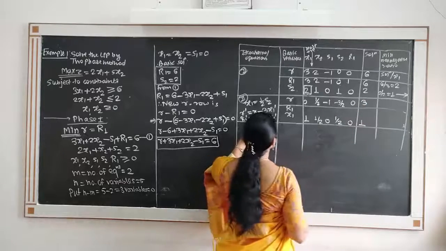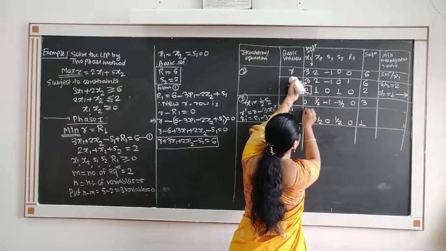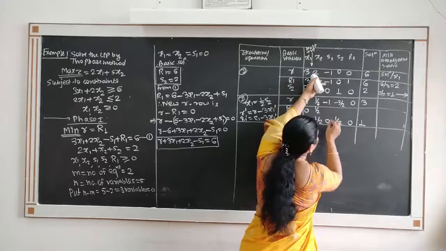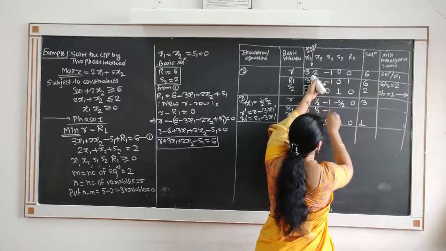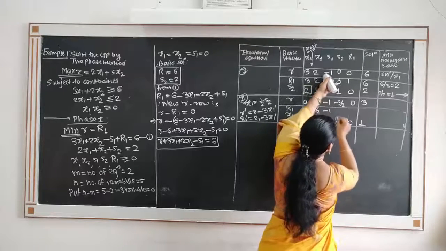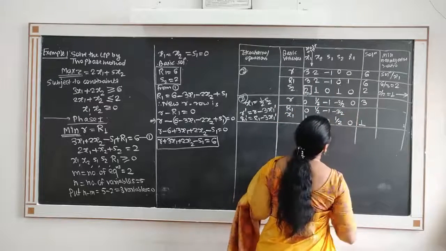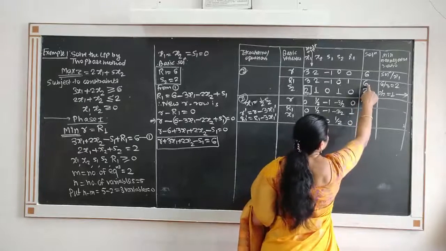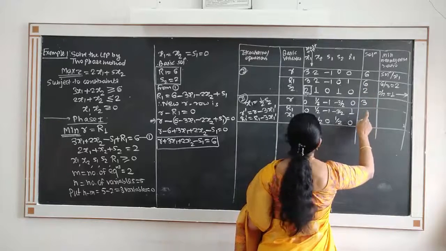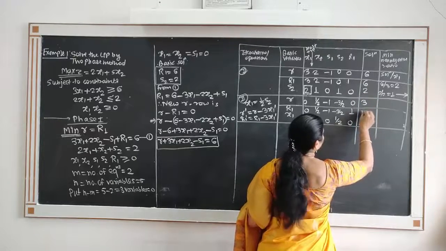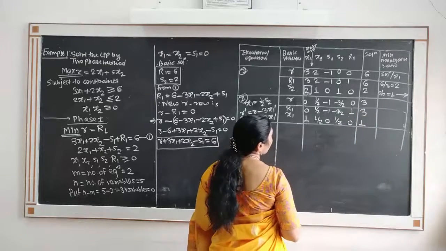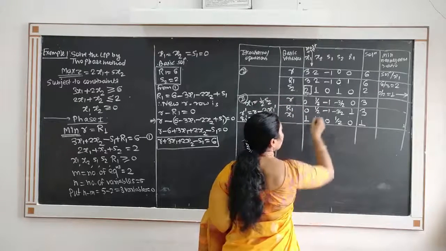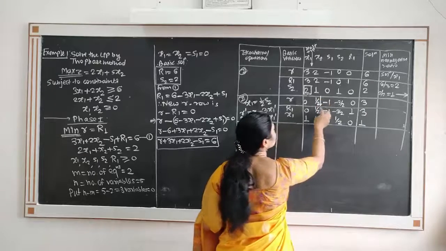Now see second, R1 dash, R1 minus 3 times. So this minus this 3 times, 0. And 1 minus 3 times remains 1. 6 minus 3 times x1 dash, 6 minus 3, that is 3. Because it is minimum, we want to find most positive, and most positive is 1 by 2. So this is the pivot column.